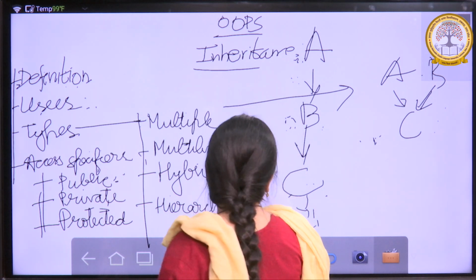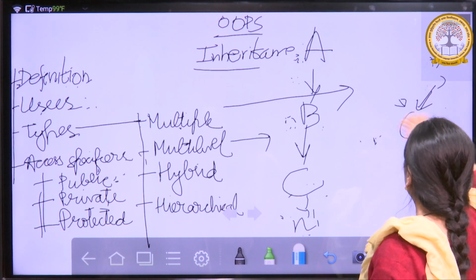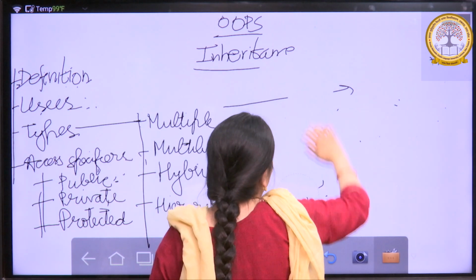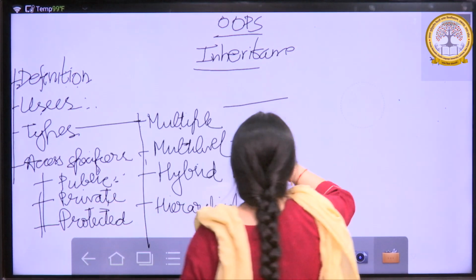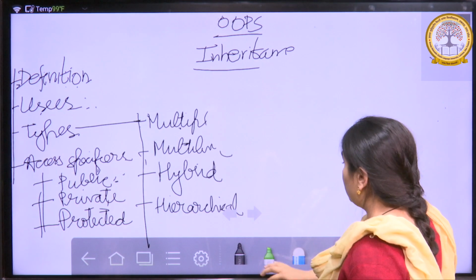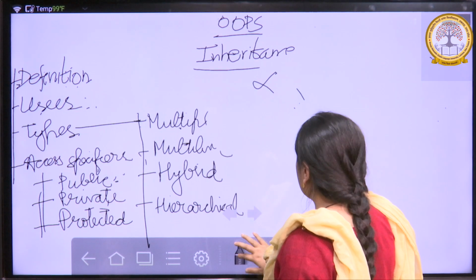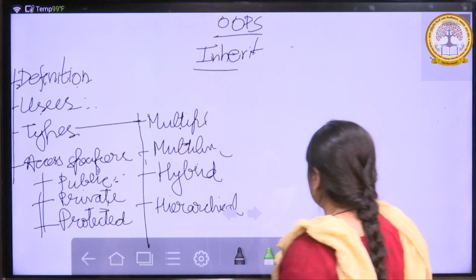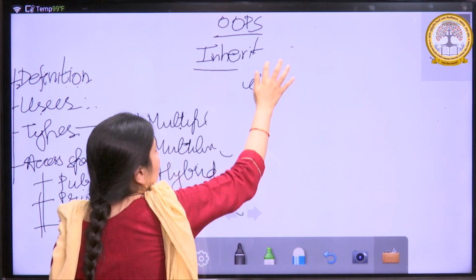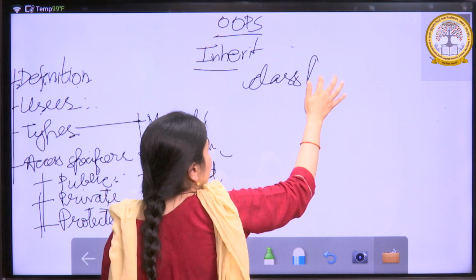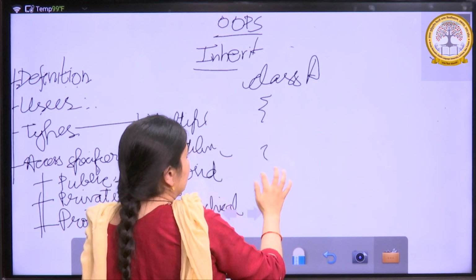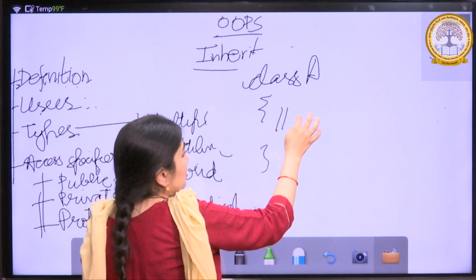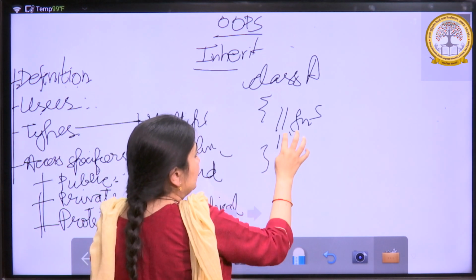Now to implement it through coding, as we have already discussed in our previous sections, a class is to be made using the keyword class. Suppose there is a class named A. It has its own body consisting of various functions and data members.